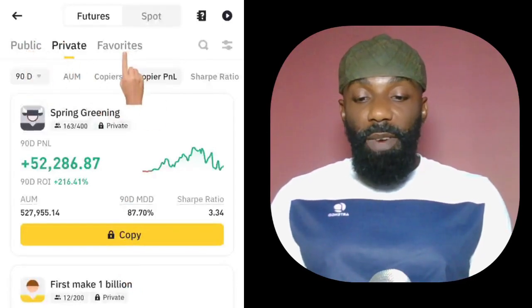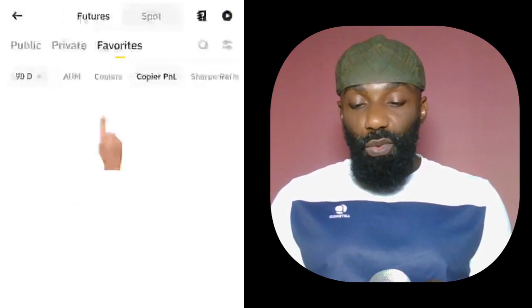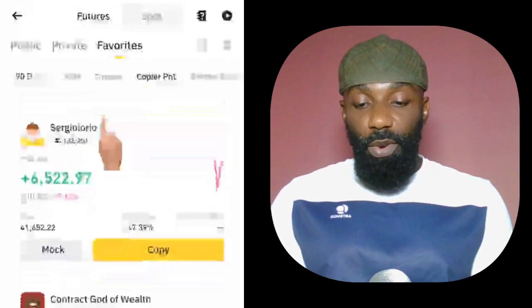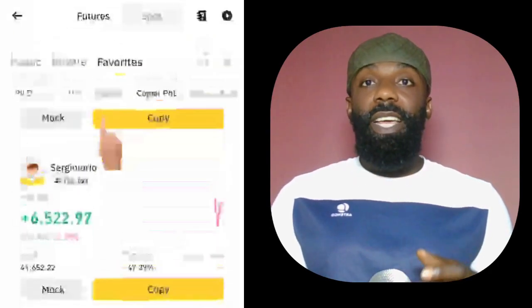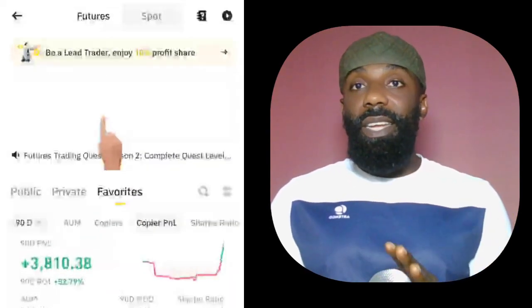Then also favorite. If you check here, you can see I have about two or three traders that are my favorite already. These are traders that I feel are doing well after my research, and I've decided to favorite them.